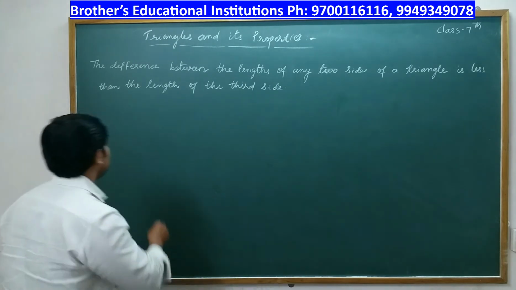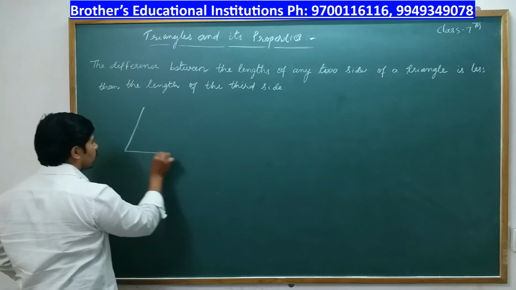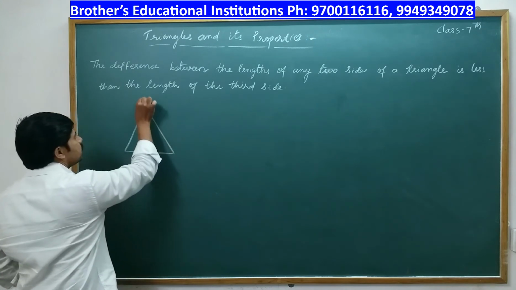So here, the same thing, we draw a triangle now. ABC is a triangle.